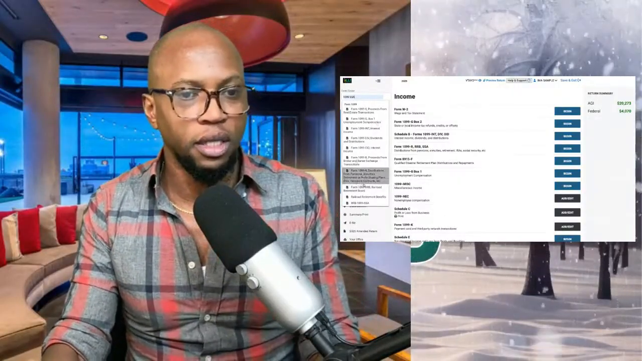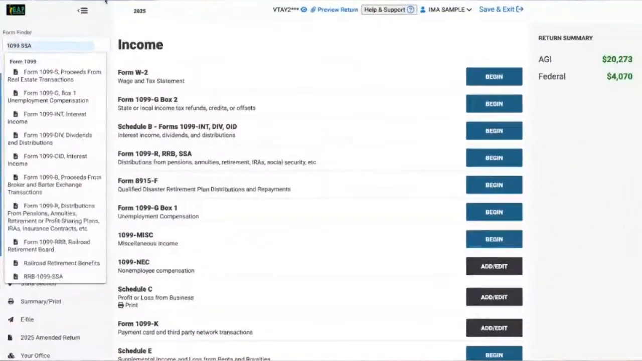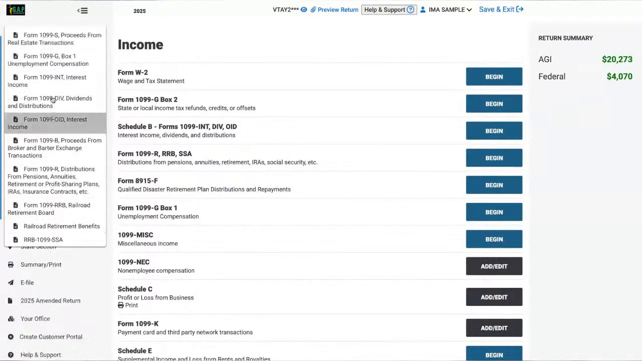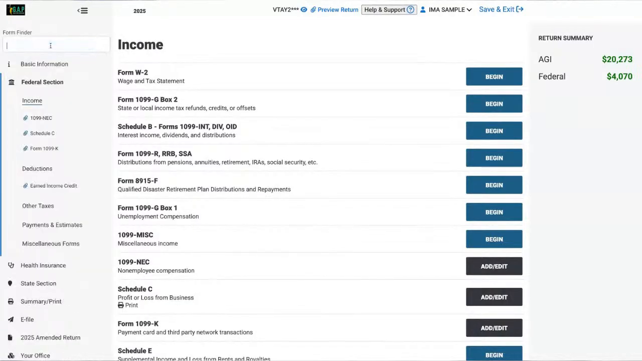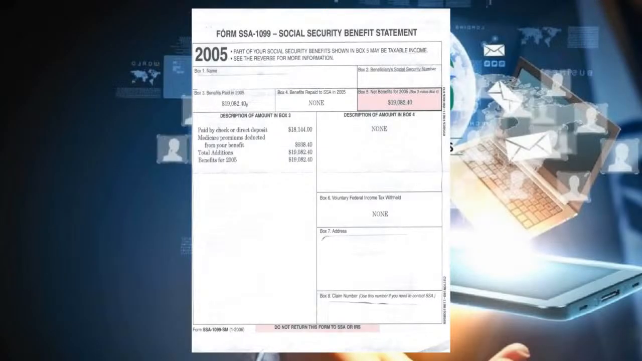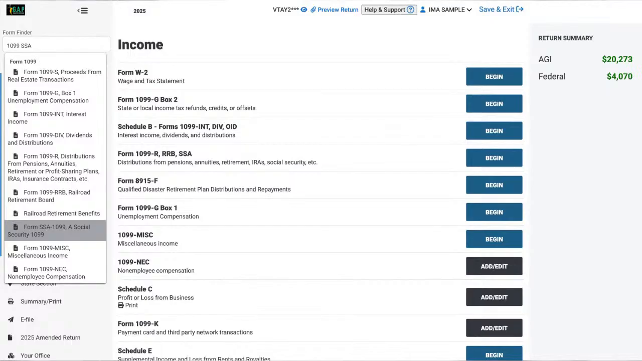So let's go back to the 1099-SSA. Down here it shows us that we have retirement insurance. Now, don't confuse it with RRB-SSA. We're looking for the 1099-SSA specifically, Social Security, because that's what the form is. It says Social Security, so I'm going to go ahead and click this.